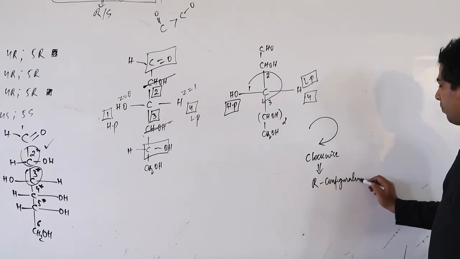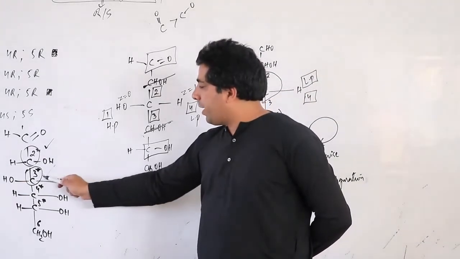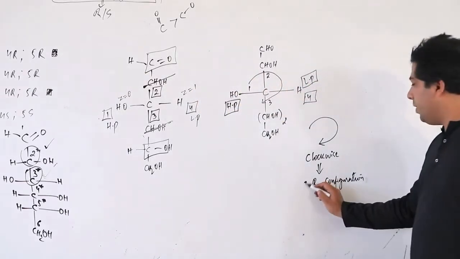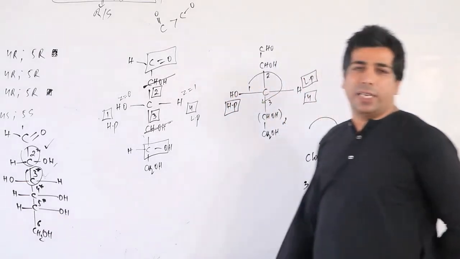And we know that we are finding out the configuration of which carbon? It is the third carbon we are finding out. So it will become 3R because it's our third carbon in this molecule. So 3R it will become.